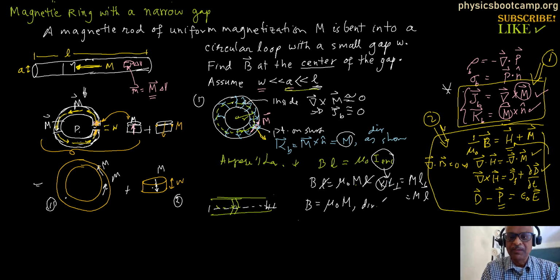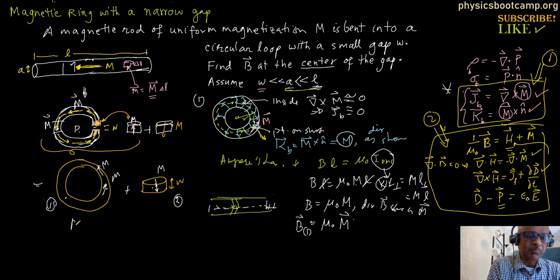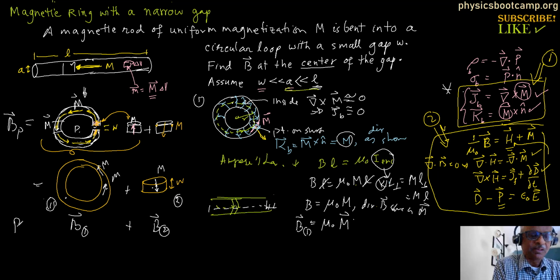Direction of B is the same as M. So we can write B from this torus is equal to mu naught M. So this one will give me B1 and this will give me B2. So I need to add these to get the net B, right? So B at P equals this plus this. So we need to work out the two. Okay, let me erase and come back.